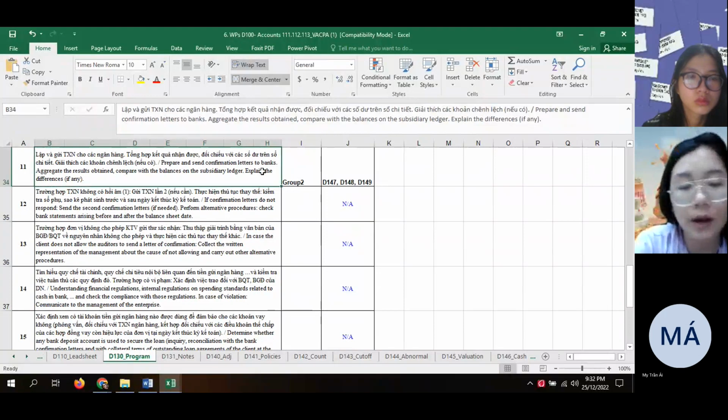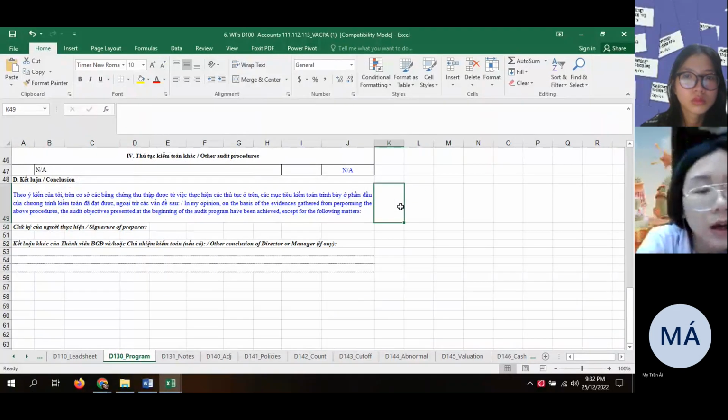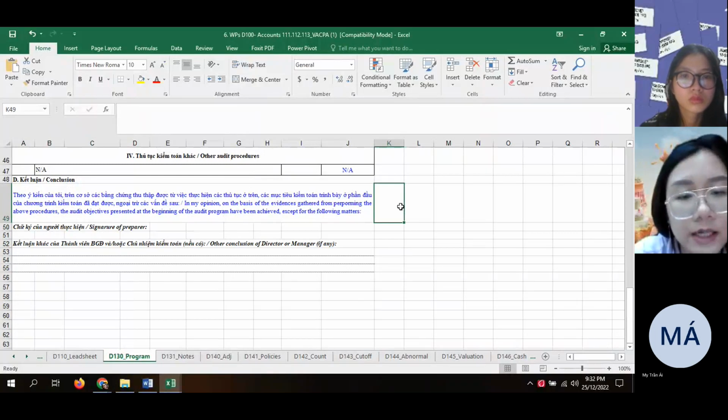I will read our conclusion. In my opinion, on the basis of the evidence gathered from performing the above procedures, the audit objectives presented at the beginning of the audit program have been achieved, except for the following measure.